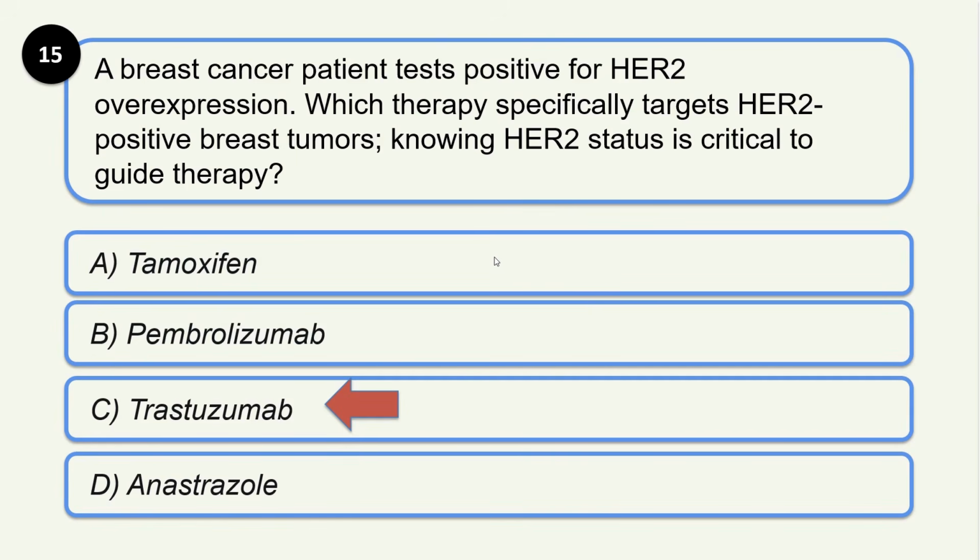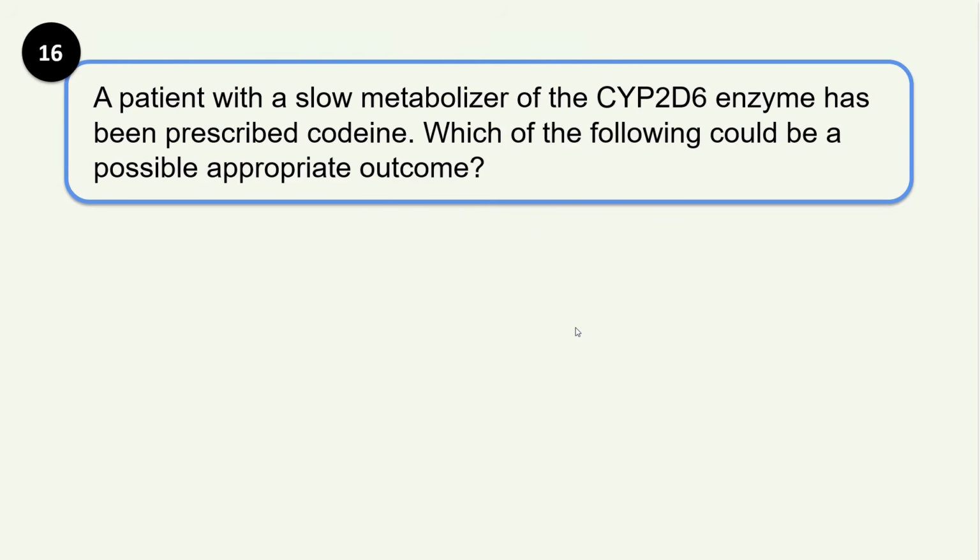Trastuzumab selectively acts on the HER2 receptor in breast cancer patients. There are different types of breast cancer tests, such as estrogen receptor positive breast cancer. Then you probably use tamoxifen, whereas in postmenopausal women you go for anastrozole. But if it is a specific breast cancer that is guided by HER2 status, then trastuzumab is a unique drug. Brand name is Herceptin, used for treating HER2 receptor breast cancers.